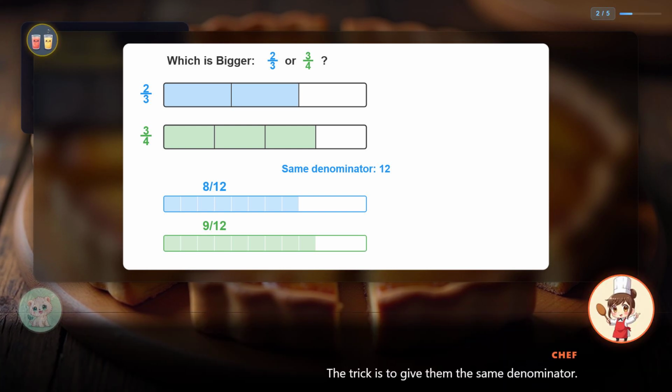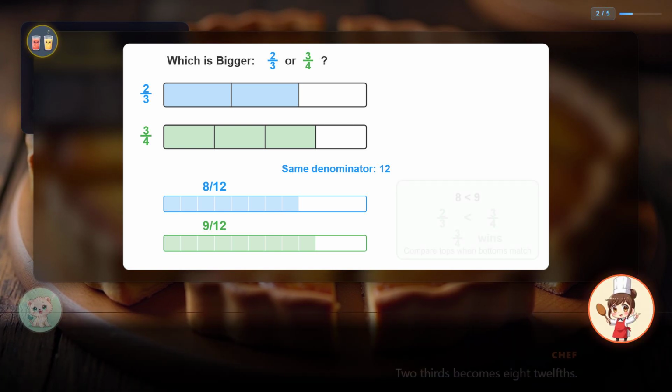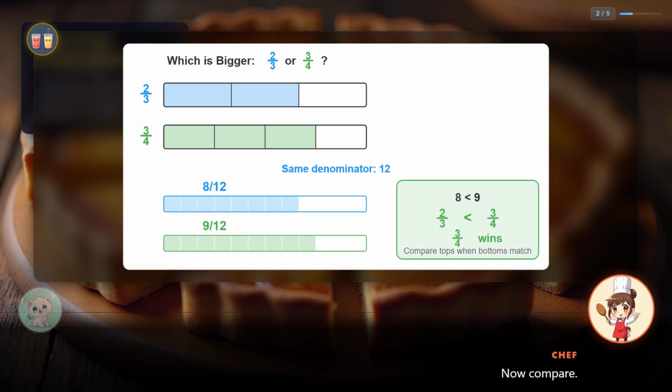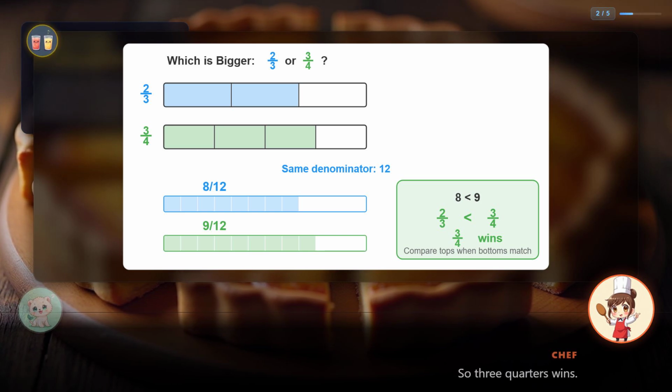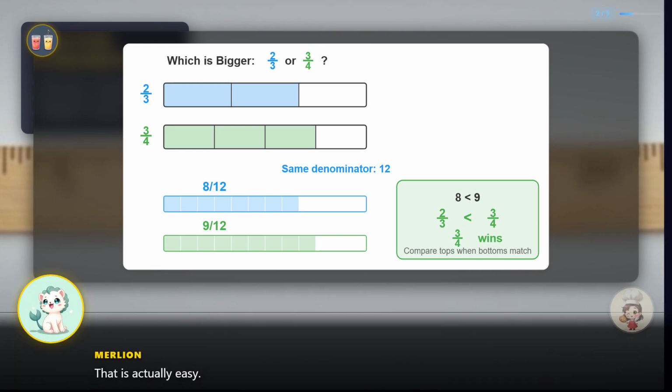The trick is to give them the same denominator. 2/3 becomes 8/12. 3 quarters becomes 9/12. Now compare. 9 is bigger than 8, so 3 quarters wins. Same denominator, then just compare the tops. That is actually easy.